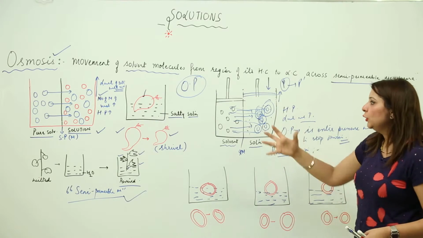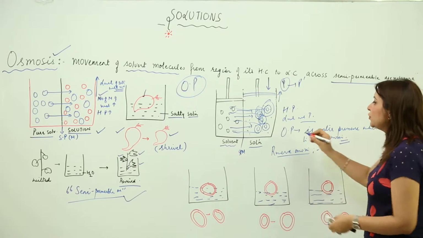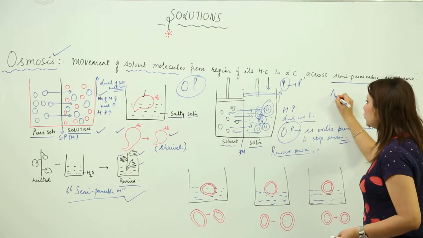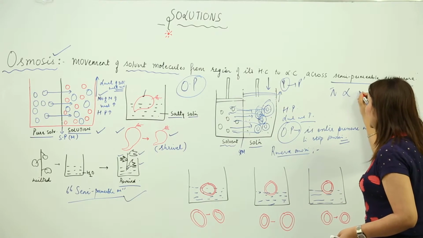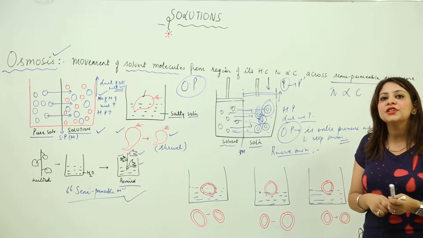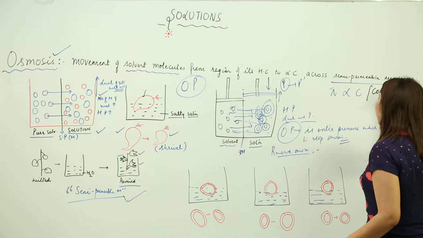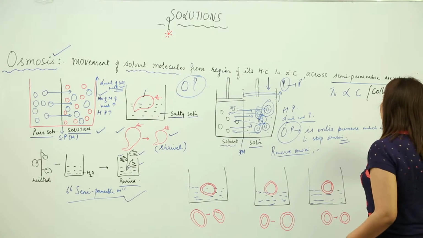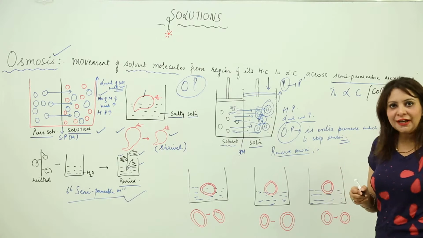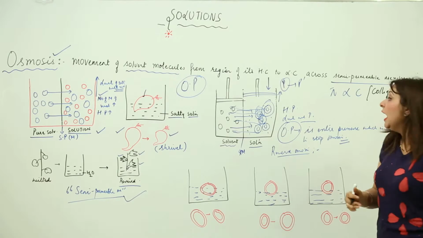Now, as you all know that this is osmosis, we see that osmotic pressure is directly proportional to the concentration of the solute. And we know that any property which is directly proportional to the concentration of solute is nothing but a colligative property. This is what we wish to prove, right? We are studying this process because we want to prove osmosis as a colligative property.